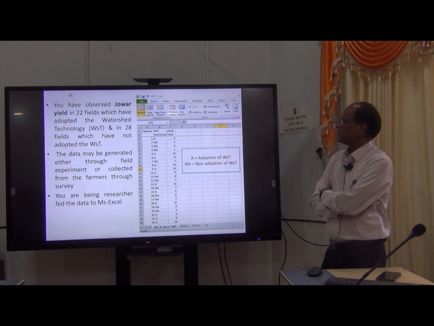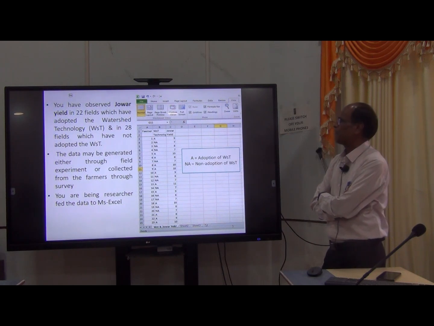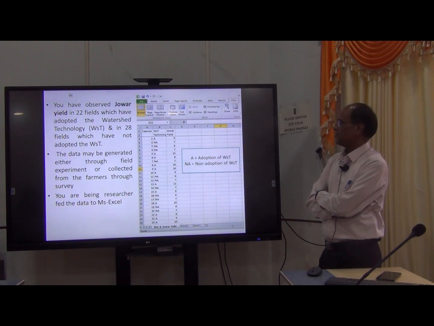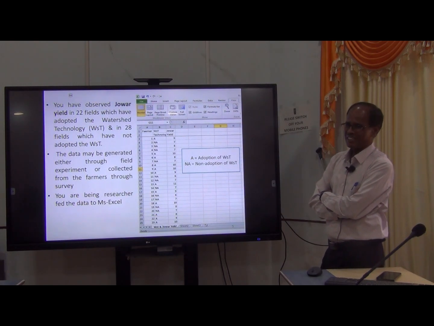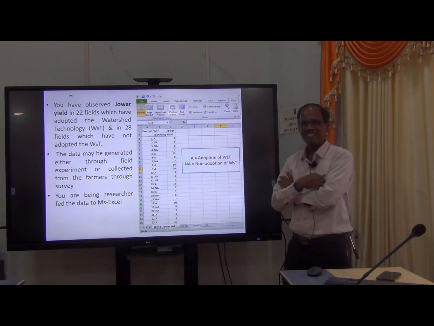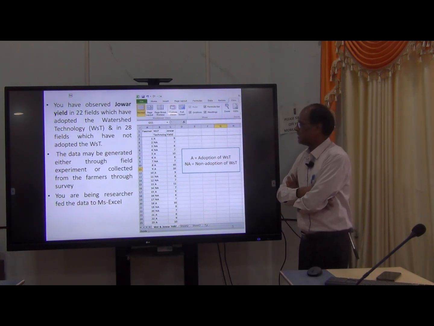Collected data: a researcher has observed jawar yield in 22 fields which have adopted the watershed technology and 28 fields which have not adopted the watershed technology, right? The data is given here. The data is given there.